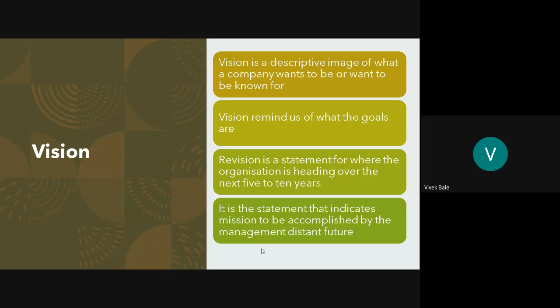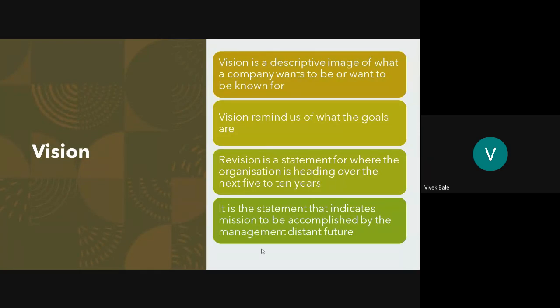When you are getting up in the morning and thinking that everybody should respect me, it means you want to be a respectable person. Your vision is that you are trying to give respect to others. Automatically, your vision will remind you what exactly your goal is.